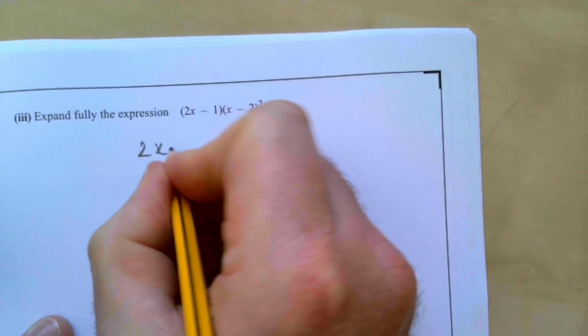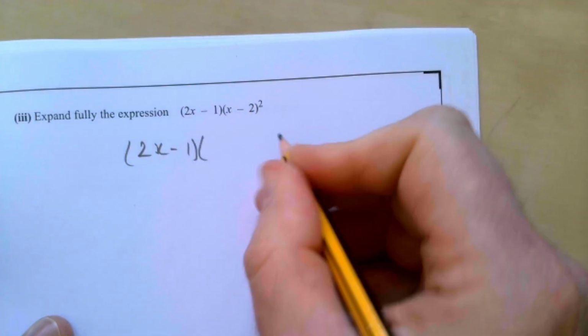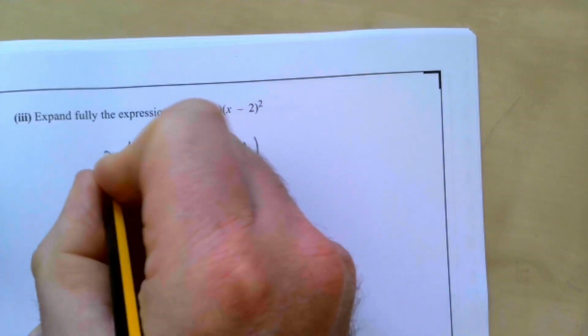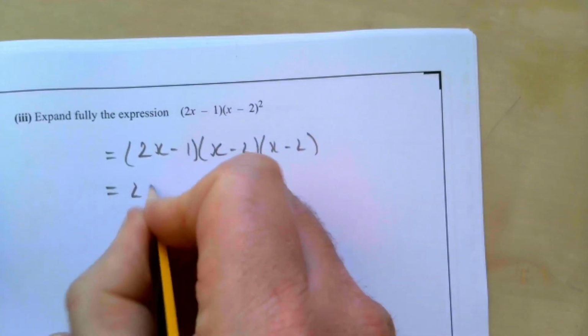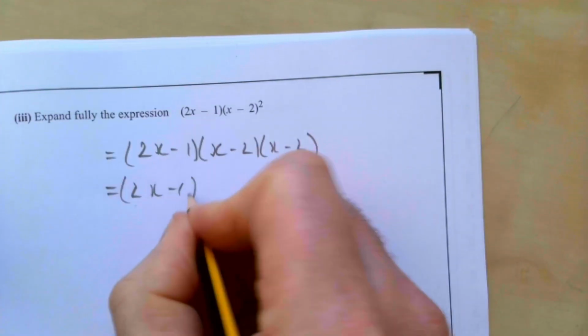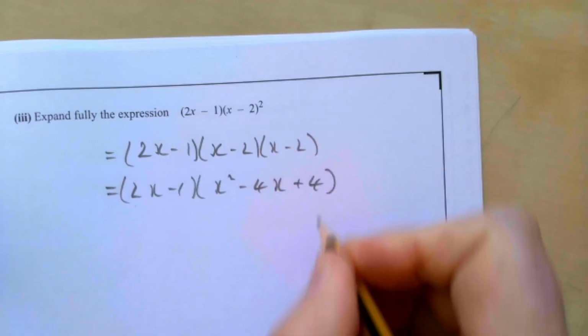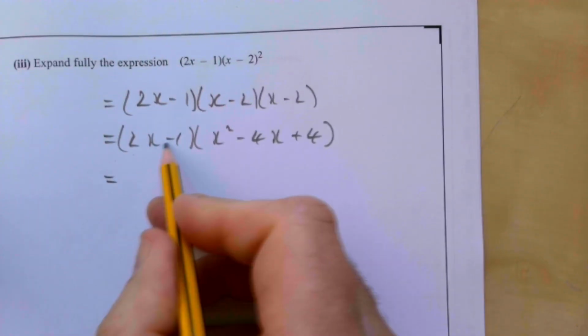Expand fully this expression. Okay, so it's going to be 2x minus 1 upon, I'm multiplying this out twice, so hopefully you're okay. Well, let's just write it out actually. x minus 2 upon x minus 2, that gives me 2x minus 1 upon x squared minus 4x plus 4. And again, we've done these now, so we need to multiply everything here by everything here.